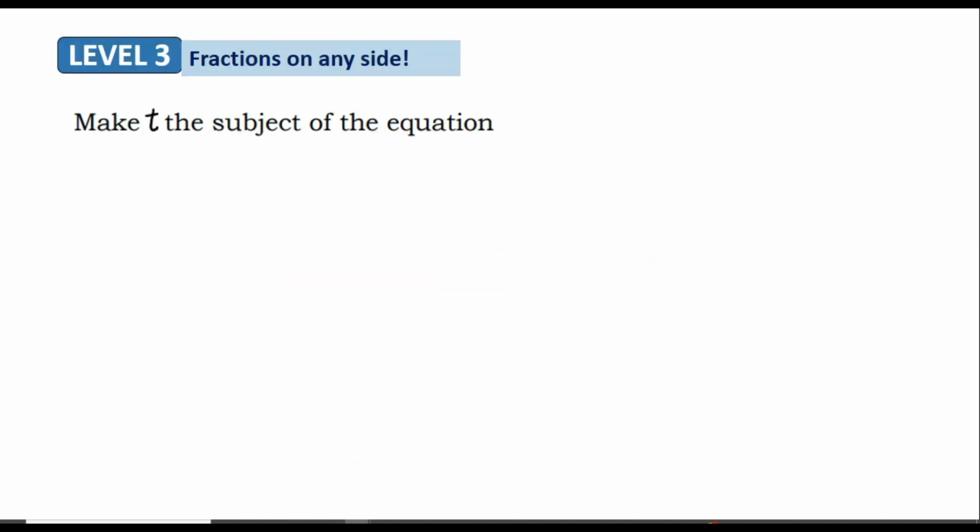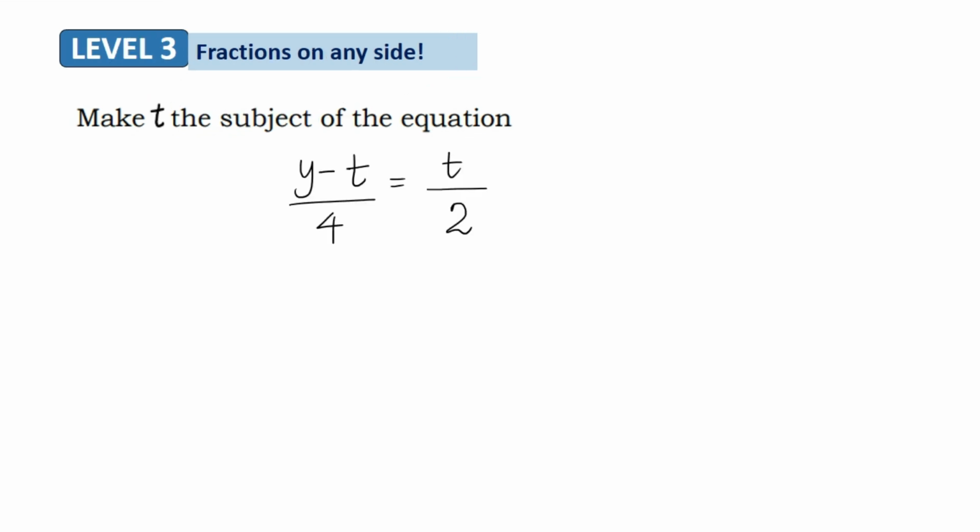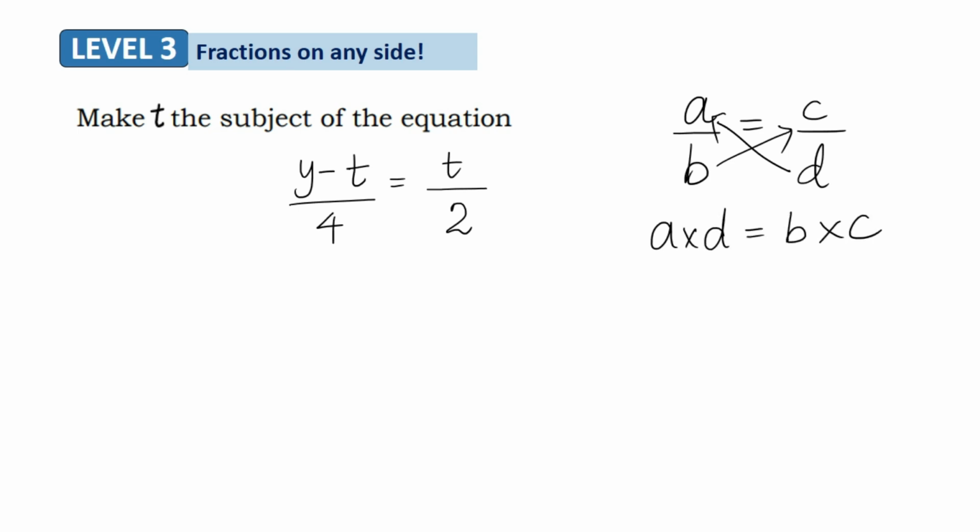Next we move on to level 3 questions, where you can see fractions either on the left hand side or right hand side of the equality sign. Here the hint is that when you have fractions coming on either side of the equation, you have a by b equal to c by d. So what you do is cross multiply. So you have a times d equal to b times c.